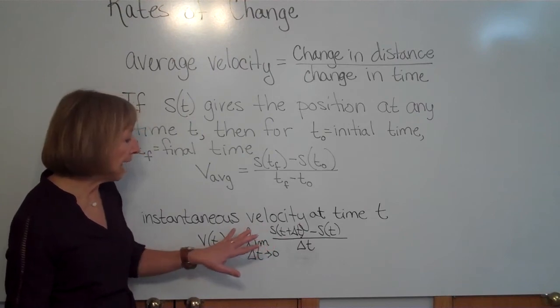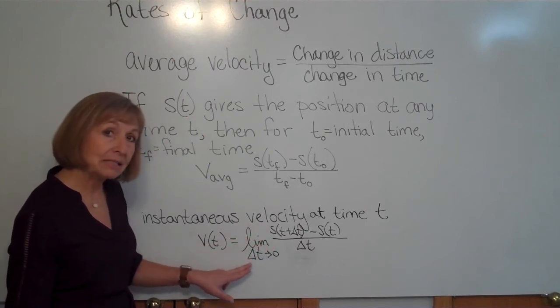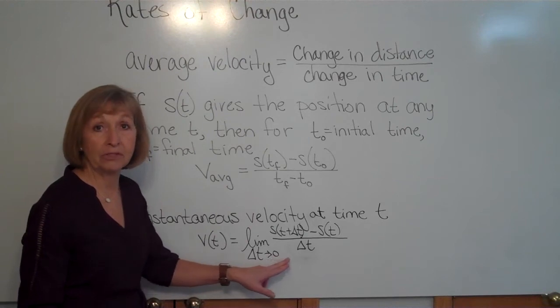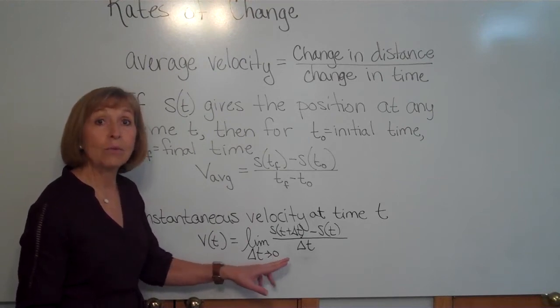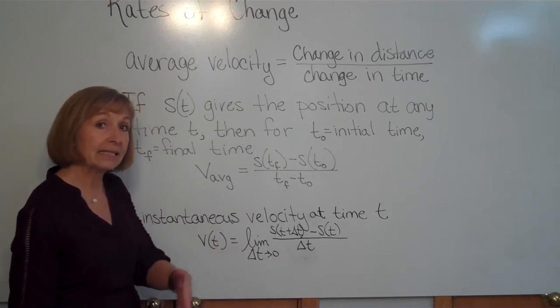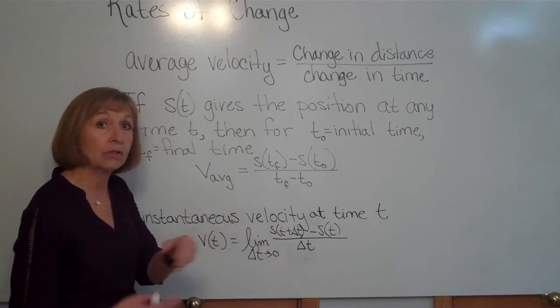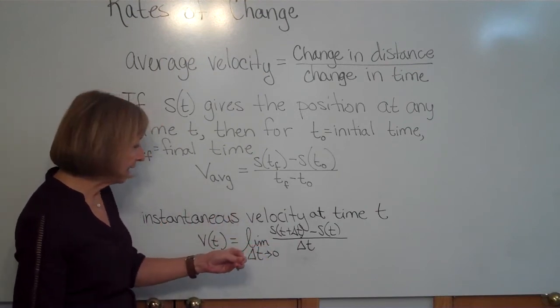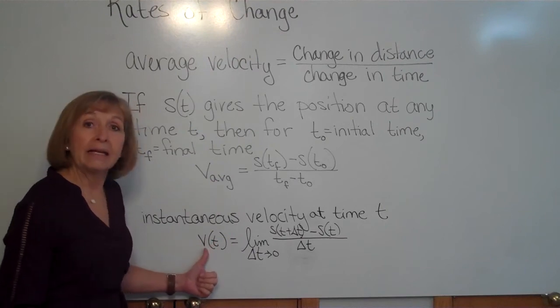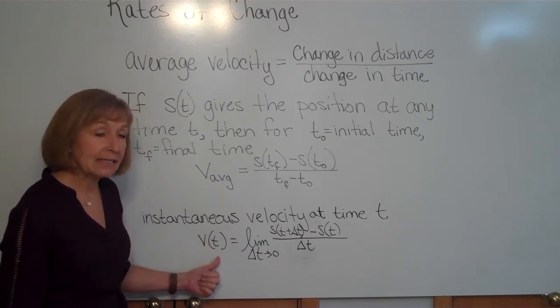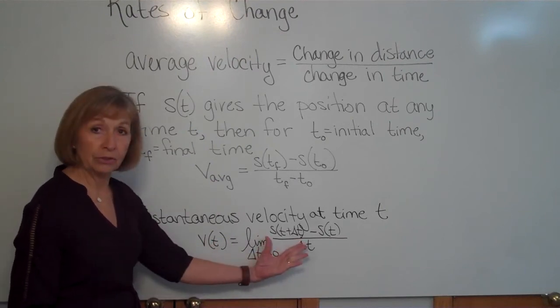So I want to look at the limit as my change in time approaches 0 to get the instantaneous velocity instead of the average velocity. Well, that's what my instantaneous velocity function is equal to.